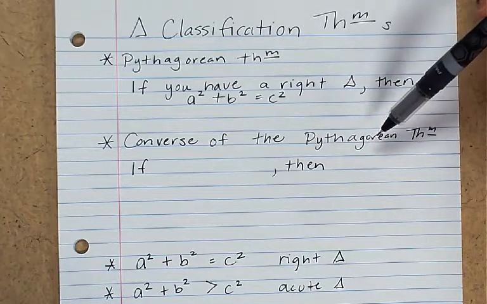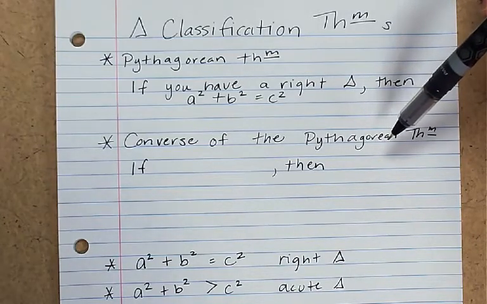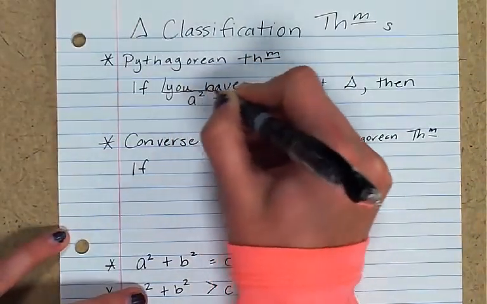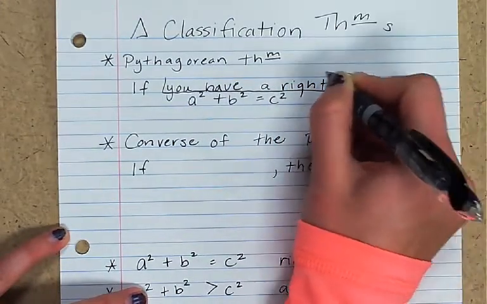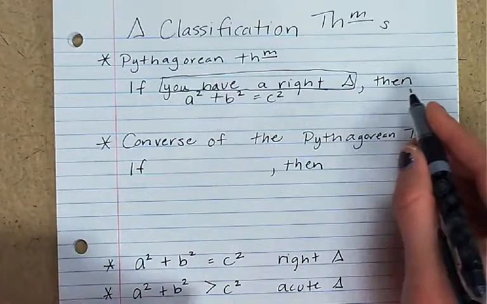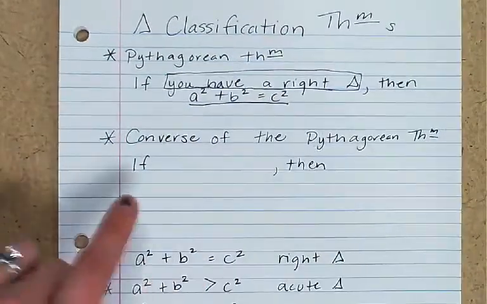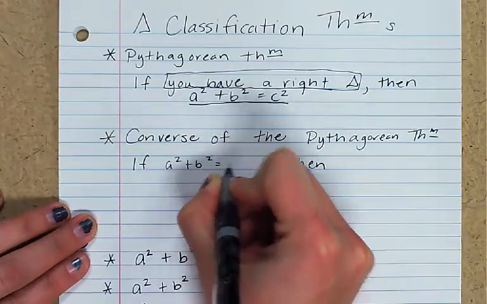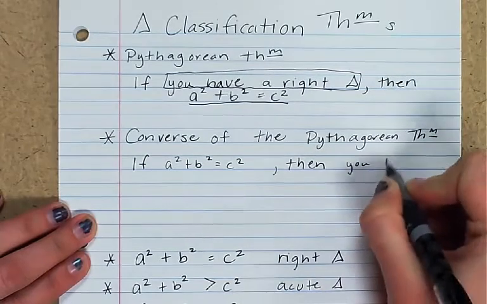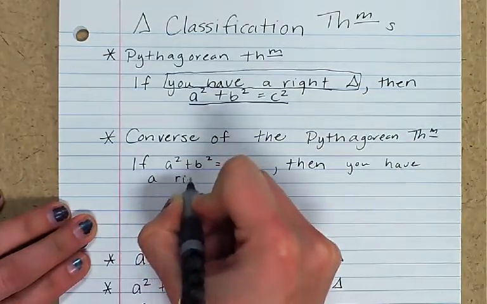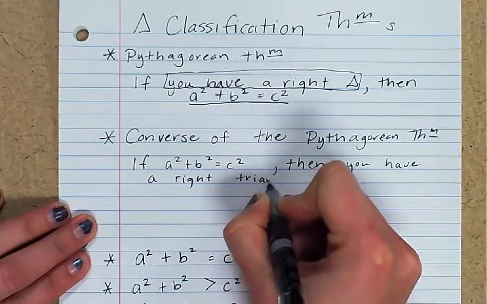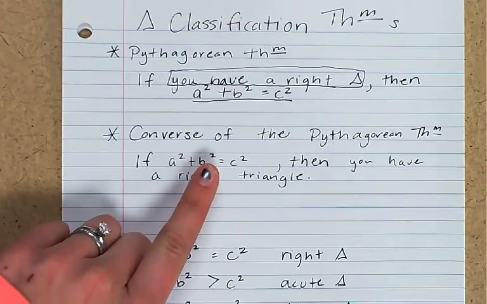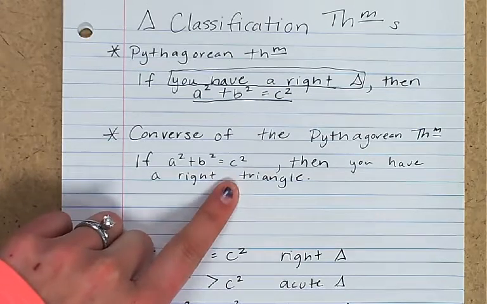Now, the converse of the Pythagorean theorem. When you have the converse of a statement, all it does is flip your hypothesis and conclusion. So this first part is your hypothesis: if hypothesis, then conclusion. When we do the converse, we start with the conclusion first. So we just say if a squared plus b squared equals c squared, then you have a right triangle. So if you know what all three of your side lengths are, and you do a squared plus b squared, if it equals, in fact, c squared, then you have a right triangle.